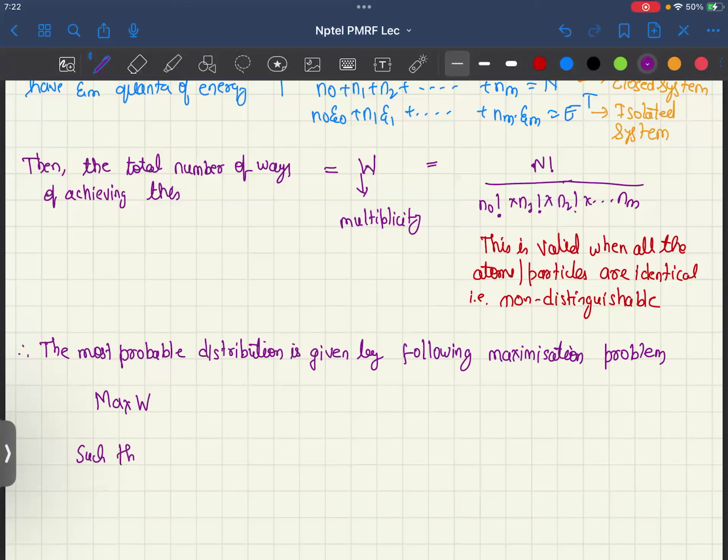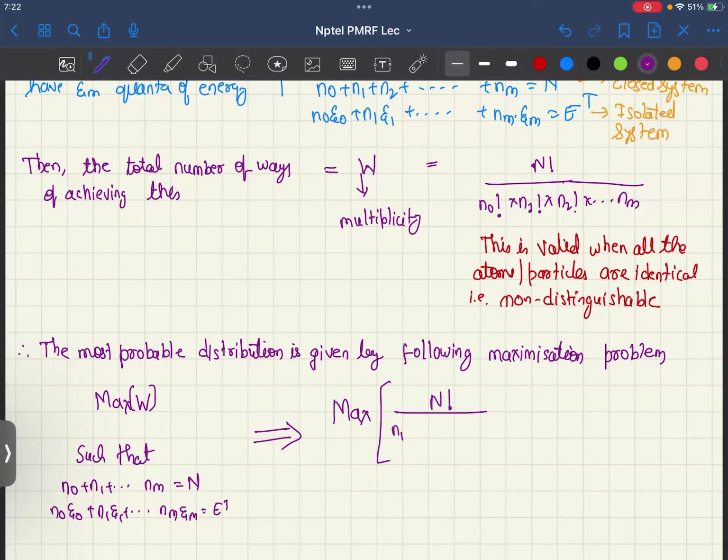Such that n0 plus n1 plus up to nm is equal to n, and n0 epsilon 0 plus n1 epsilon 1 plus up to nm epsilon m is equal to Et, which implies maximize n factorial divided by n0 factorial, n1 factorial up to nm factorial, such that n0 plus n1 plus up to nm is equal to n, and n0 epsilon 0 plus n1 epsilon 1 plus up to nm epsilon m is equal to Et.